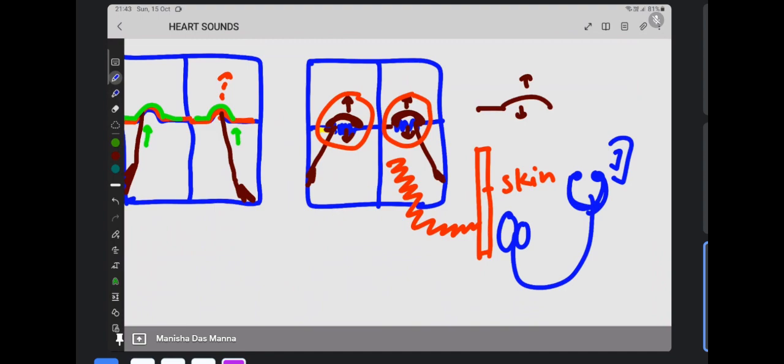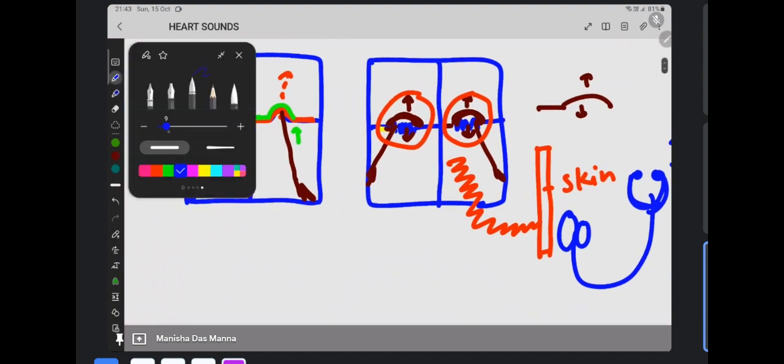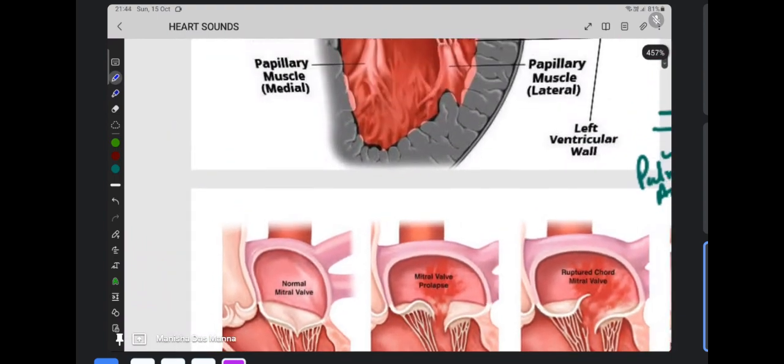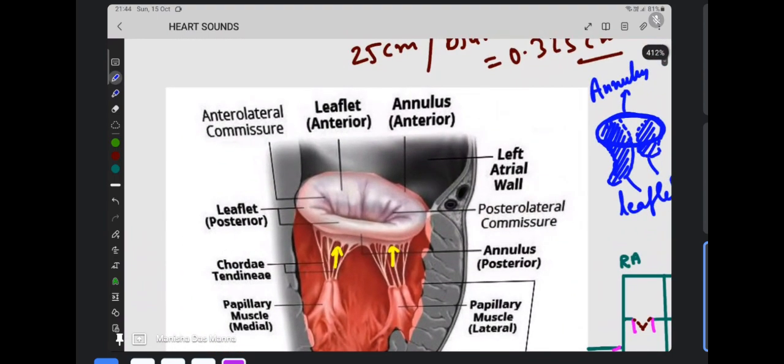So actually the first heart sound is not the closure of the mitral valve and tricuspid valve. Actually, the mitral valve and tricuspid valve closure are associated with the first heart sound. But what is actually the first heart sound? The actual first heart sound is the closure of the valves, in the case of the tricuspid valve also.